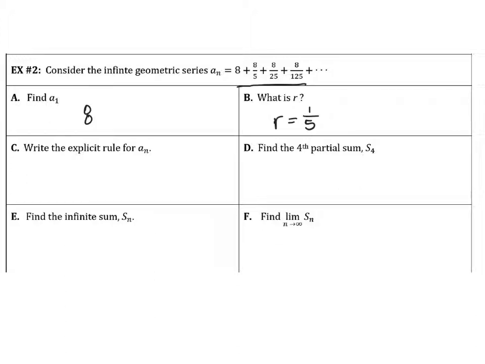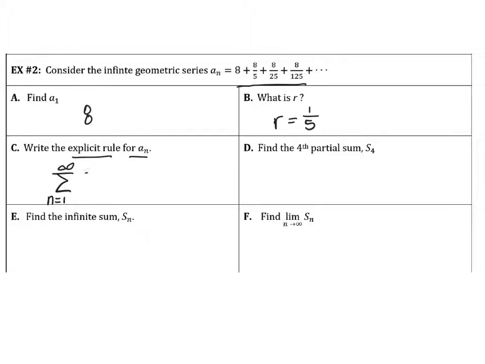And so for our next problem, they want us to write our explicit rule for a sub n. So we need to try to figure out what is going on with this. And so for our explicit rule, we're going to have our sum from n equals 1 to infinity. That's usually where we start with that. Nothing says you have to start at 1. It just depends on how you define the rest of it.